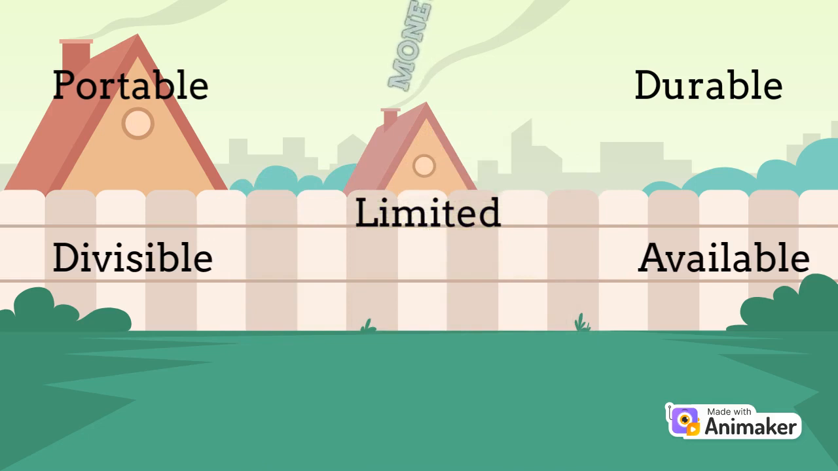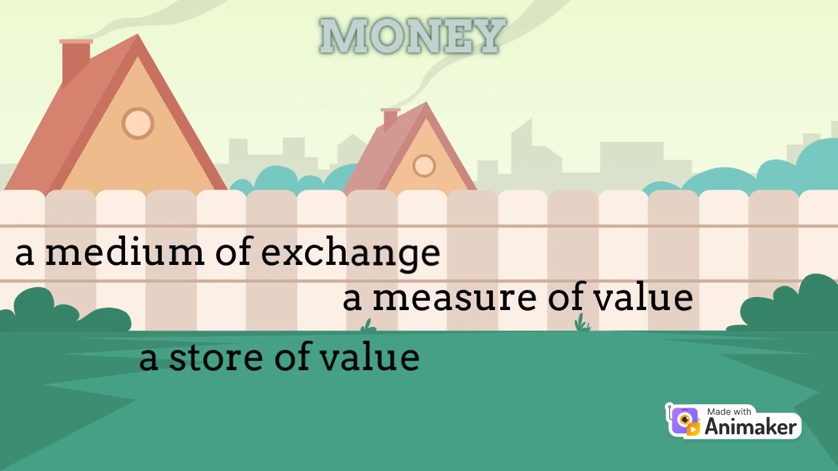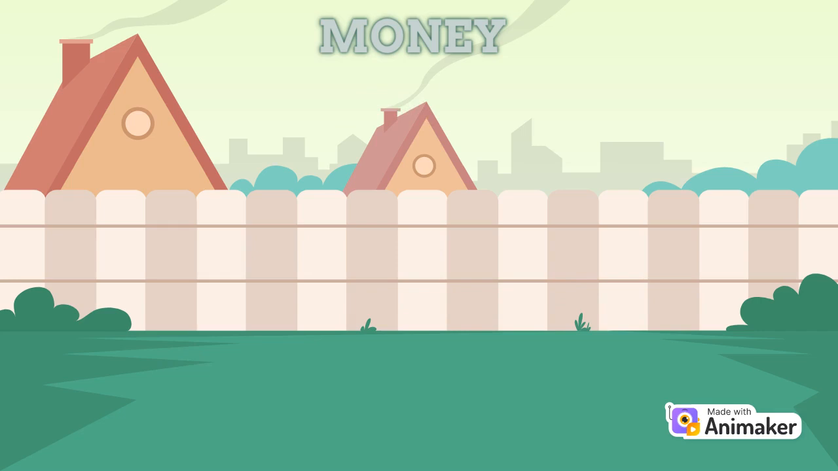Characteristics and functions of money. Money must be portable, durable, divisible, and available, but in limited supply. Money plays three roles in the economy: a medium of exchange, a measure of value, and a store of value. Modern money shares the same fundamental characteristics of all money: portability, durability, divisibility, and scarcity. Components of modern money include Federal Reserve notes, metallic coins, and demand deposit accounts known as DDAs.